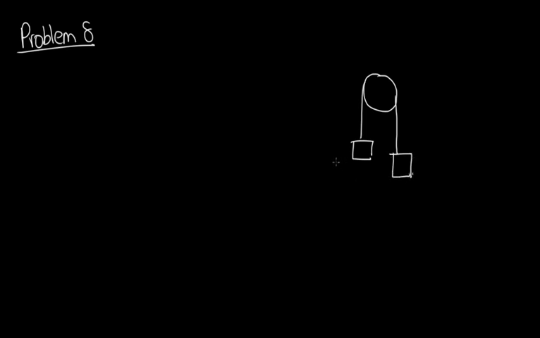So problem 8. In this problem, we're given a piece of equipment called an Atwood machine. So this is basically just a pulley with two ropes with masses hanging off it. And this mass here, mass 1, is 2.0 kilograms, and this mass here, mass 2, is 3.0 kilograms.